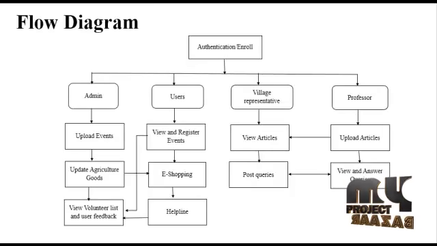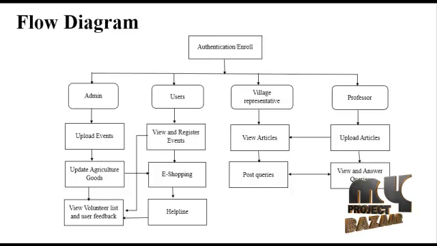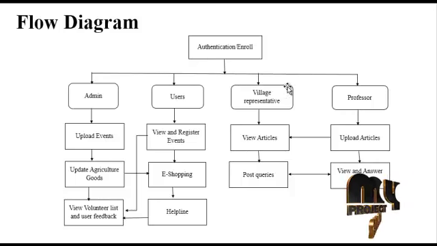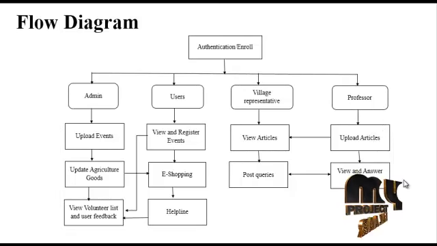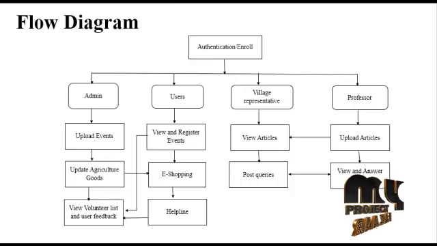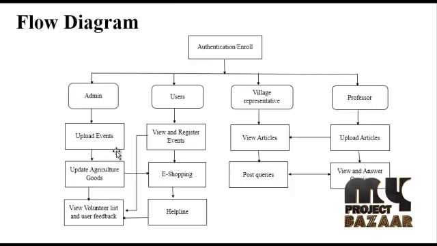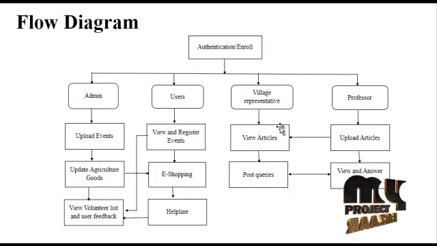Then comes the flow diagram of our process. A flow diagram shows our process diagrammatically. These are the four authorized persons in our process: admin, users, village representative and professor. Here the professor will upload articles. These uploaded articles will be viewed by the village representative, and the admin will also add articles that can be viewed by the representative.